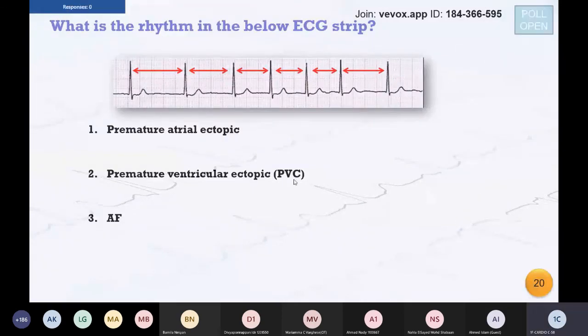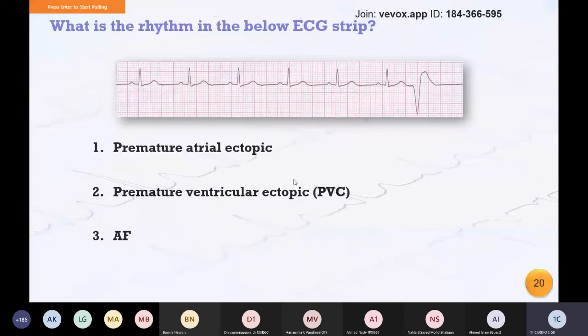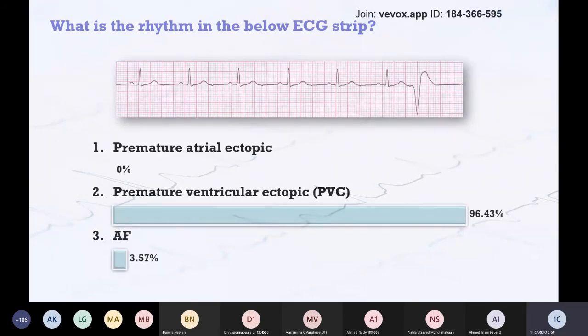So what do you think? Oh, sorry. This is AF. I will skip this one. Let's take this one. Is it premature atrial contraction? Is it premature ventricular? Is it AF? This should be easy. So look at the last wave here. 96% said PVCs, or premature ventricular contraction, and this is the correct answer.